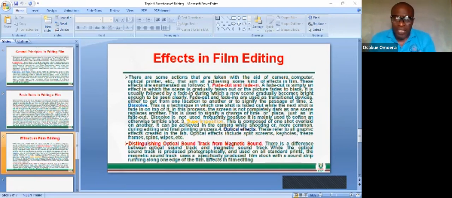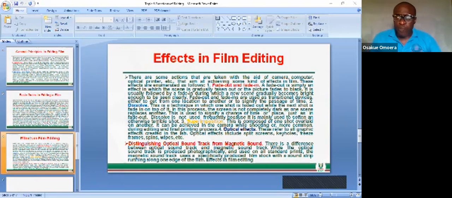The third effect we want to look at here is superimposition. Superimposition, as the name suggests, is composed of one shot overlaid on another. It can be achieved in the camera while shooting, or more commonly during editing and the final printing process. So a shot is overlaid on, or superimposed on, another. It can be done on set while shooting, or it can be done in the editing studio.